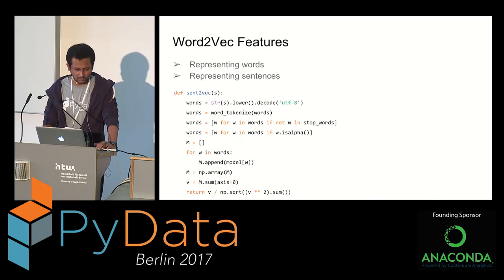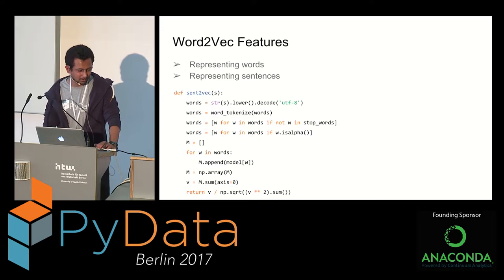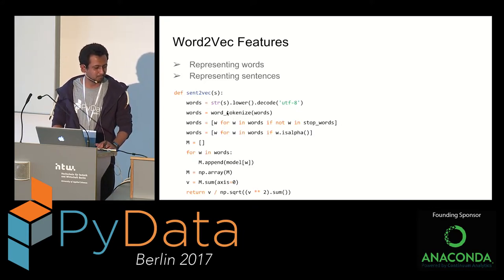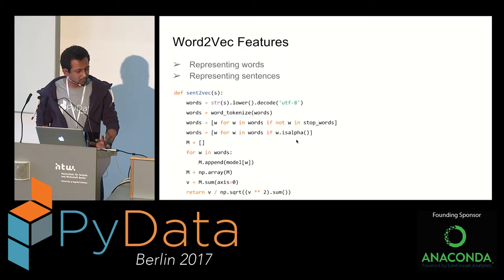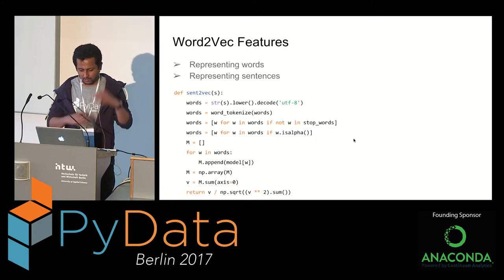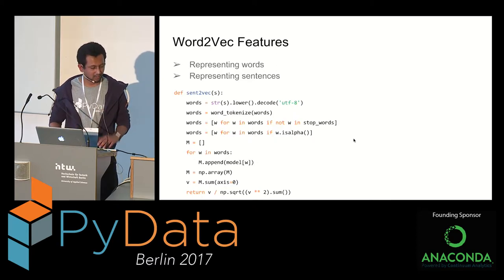Next thing I have, before I derive features from these Word2Vec vectors, I want something like sentence to vector. So this is how I implemented it. I'm using Python 2 here, so forgive me for that. I'm using the word tokenizer from NLTK, and then I'm removing the stop words, then I'm checking that all the characters are alphabets. So if it's numeric or it's just one character, then I'm removing them. Then I'm creating an array of all the vectors, stacking them together, and in the end, taking the sum and normalizing it.